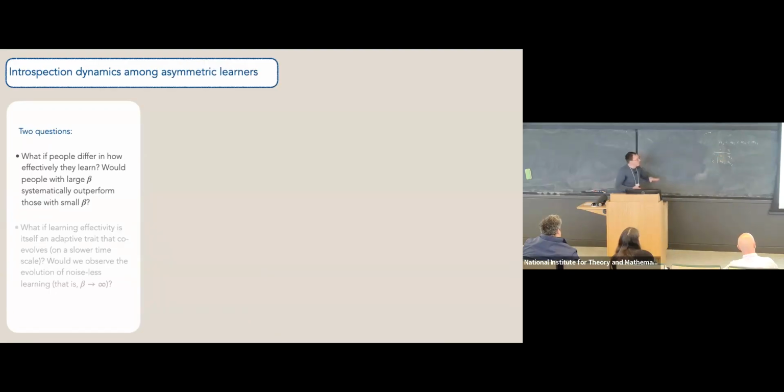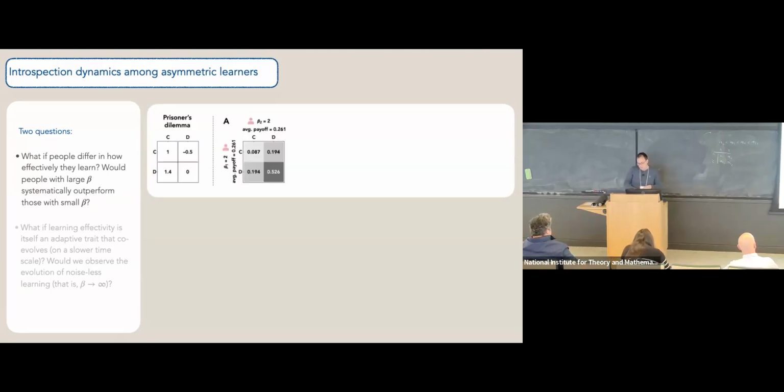So, back to our original questions. The first question is, what if people differ in how effectively they learn? Again, you do this introspection dynamics. You have 2 learners who continually update their strategies, but now one has a larger beta than the other one. Would this one player have an advantage in the long run? It's always good to start with an example. So that's what we did.